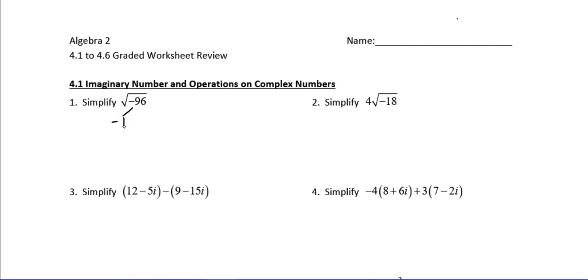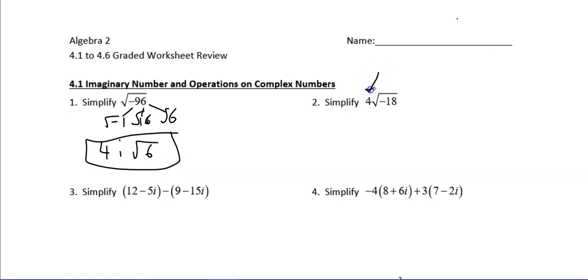Some people like to put -1 first. Doesn't really matter. But this has got to break down. You've got to use your cards and see what magic number goes into 96, and it's 16. Remember, if you need to, you can put these all under square roots. The square root of 16 is 4. The -1 comes out as an i, and the radical 6 is stuck inside.